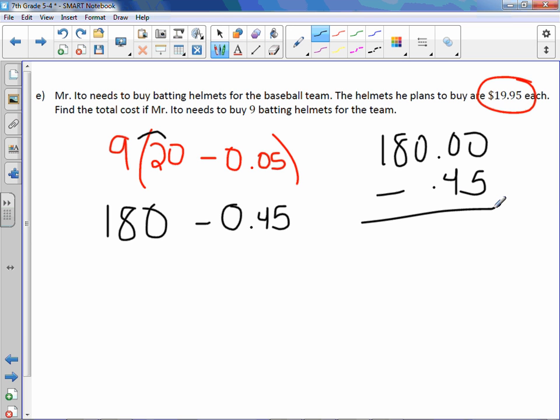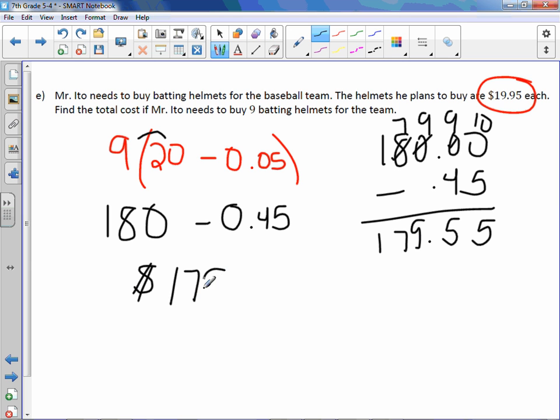Some of you may be able to do this in your head, but if not, we'll do a lot of borrowing here. 179.55. So he would need $179.55.